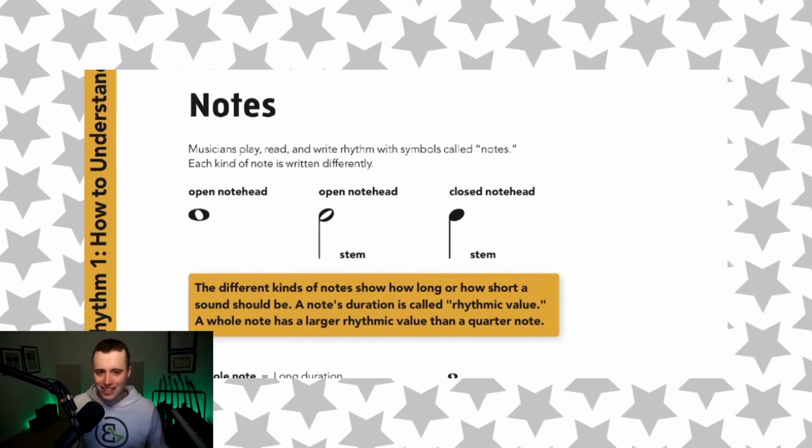In the last lesson, you learned all about the lines, the single line and the staff, where we said music gets written on it. Well, what do we write on the single line and the staff? Well, those are going to be called notes. So musicians play, read, and write rhythm with symbols called notes. Each kind of note is written differently. So let's go in and understand the different parts of notes.